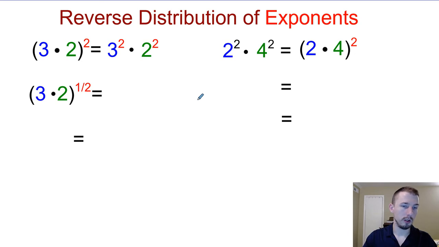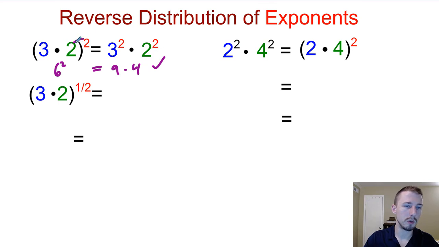Alright, so if we can distribute exponents through multiplication, we can also reverse distribute, which is the same thing as factoring them out. So in this case, if we have 3 times 2 and we're squaring that, we can distribute the exponent through to both those terms. So that's the same thing as 3 squared times 2 squared. And let's see if that actually works. So what is that? 3 times 2 is 6 squared, and 6 squared is 36, right? And this is going to be 9 times 4, which is also equal to 36. So yes, it works. Let's try it over here.